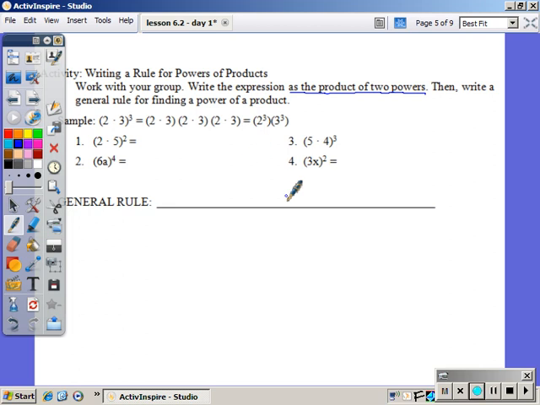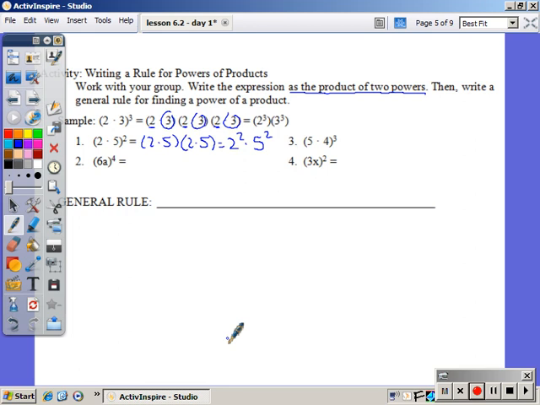No, pull together your like terms. I have 3 copies of 2, then I have 3 copies of 3. As the product, multiplying 2 powers. 2 to the 3rd is 1 power, 3 to the 3rd is the 2nd power. So in number 1, I have 2 copies of 2 times 5. My first base is 2, and I have 2 copies of it. My second base is 5, and I also have 2 copies of that.